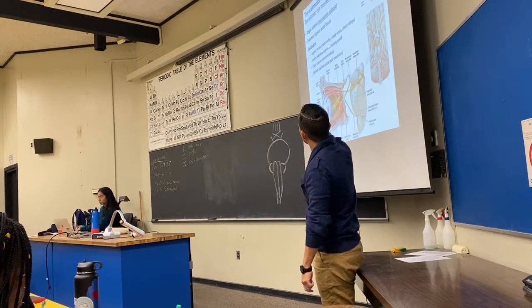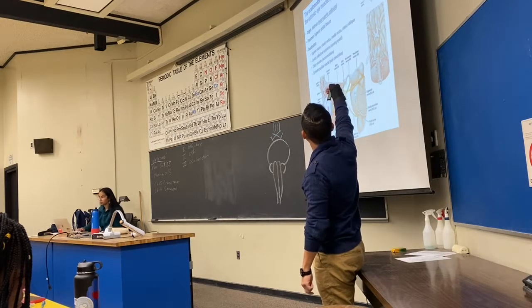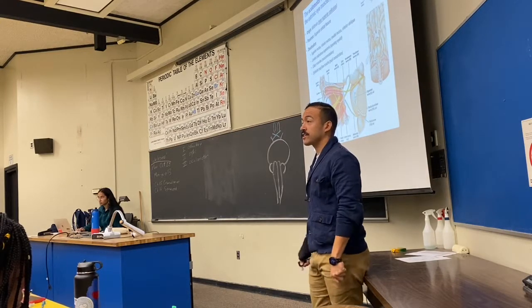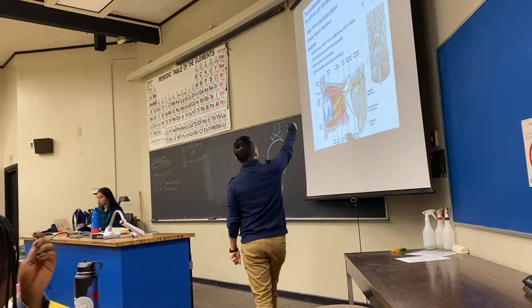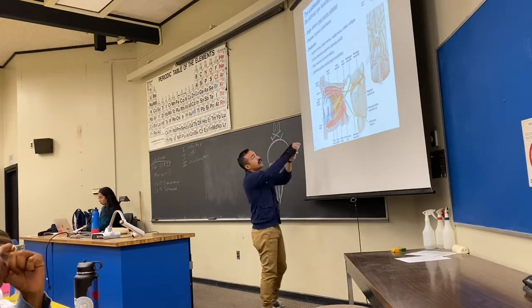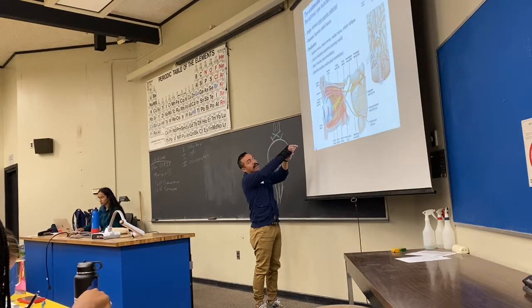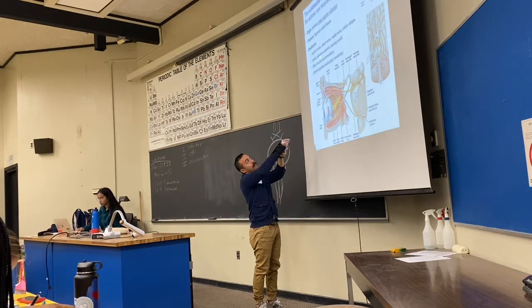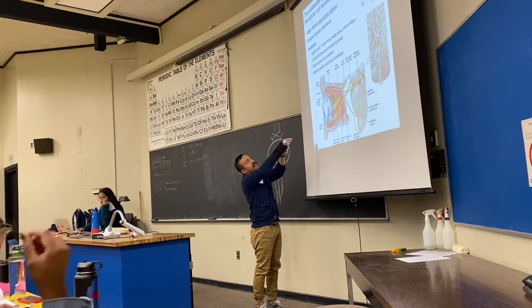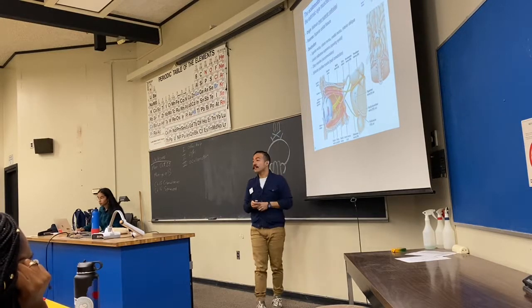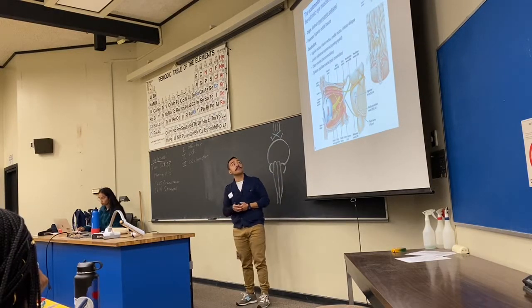So it controls 4 muscles. It does not control the superior oblique. It does not control the lateral rectus. We'll get to those next. It also controls the muscle of the upper eyelid, the levator palpebrae superioris. It lifts the upper eyelid, levator palpebrae superioris.